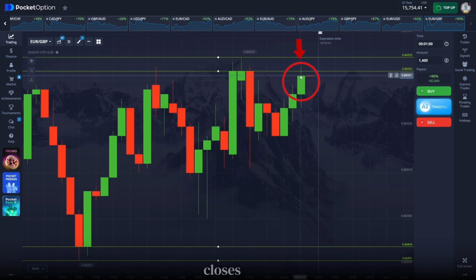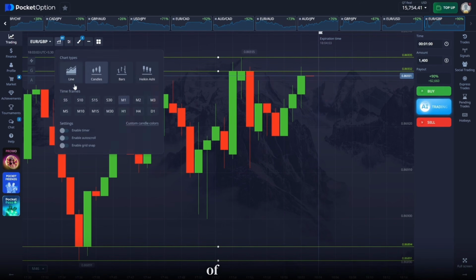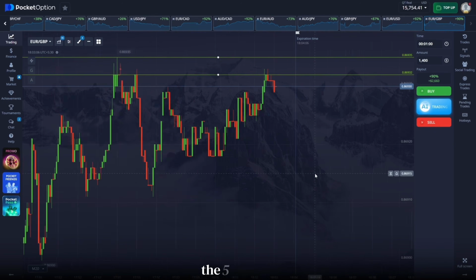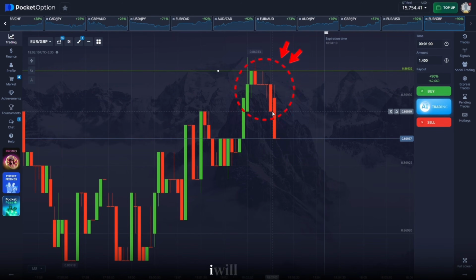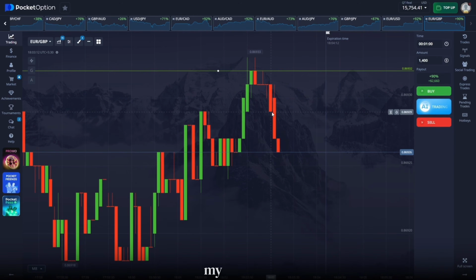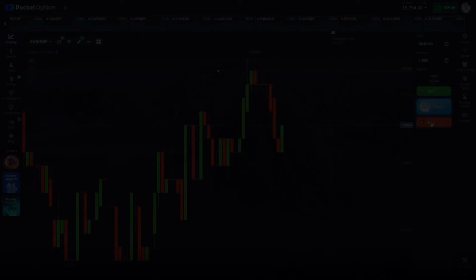The 1 minute candle closes near the resistance, so chances of reversal are high. Let's open the 5-second chart, and we have clear confirmation here. I will wait for retracement. Will place my trade at a better level. This is a good level for trade placement. Let's wait.